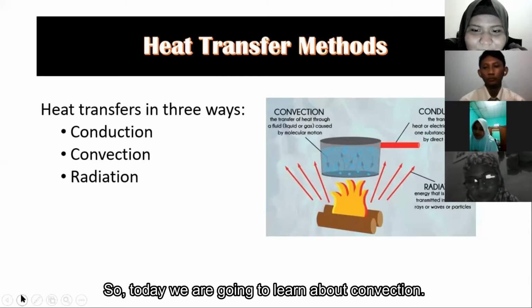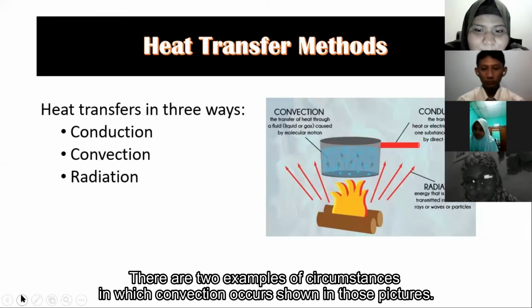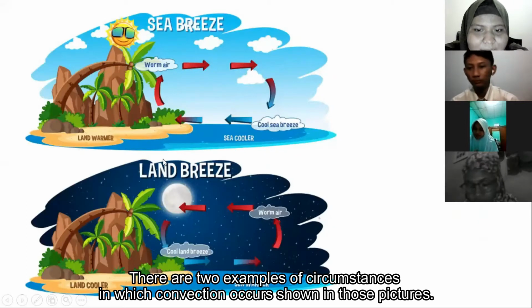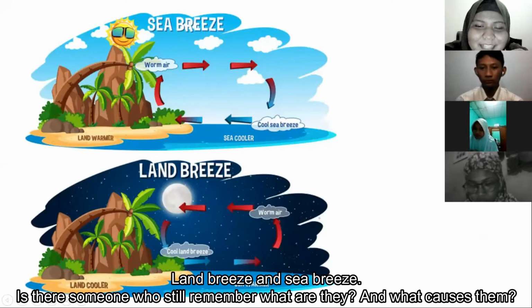So today we are going to learn about convection. There are two examples of circumstances in which convection occurs shown in that picture: land breeze and sea breeze. Is there someone who still remembers what they are and what causes them?